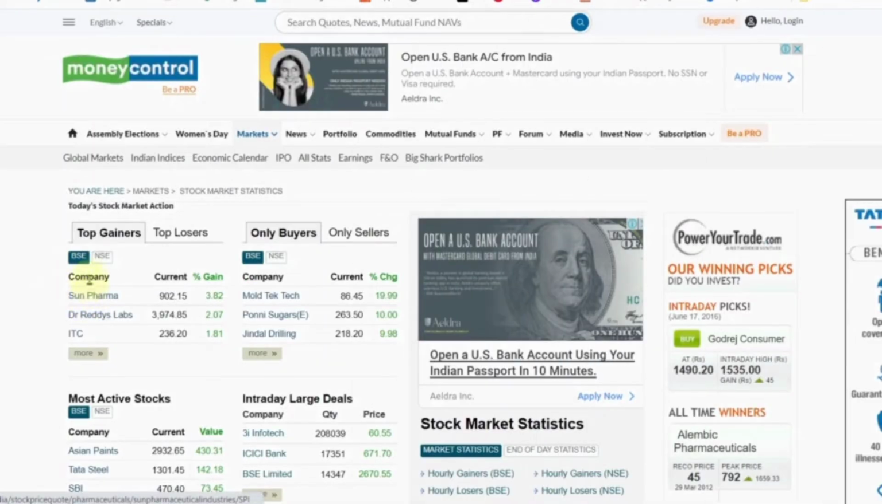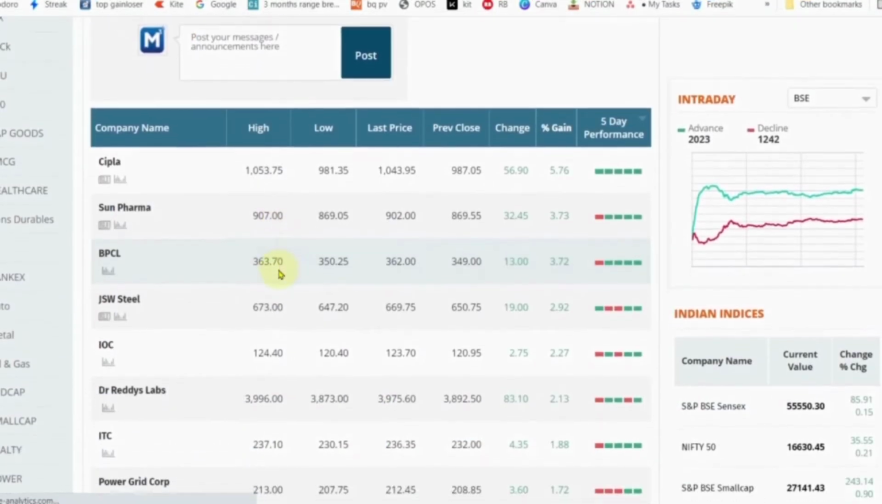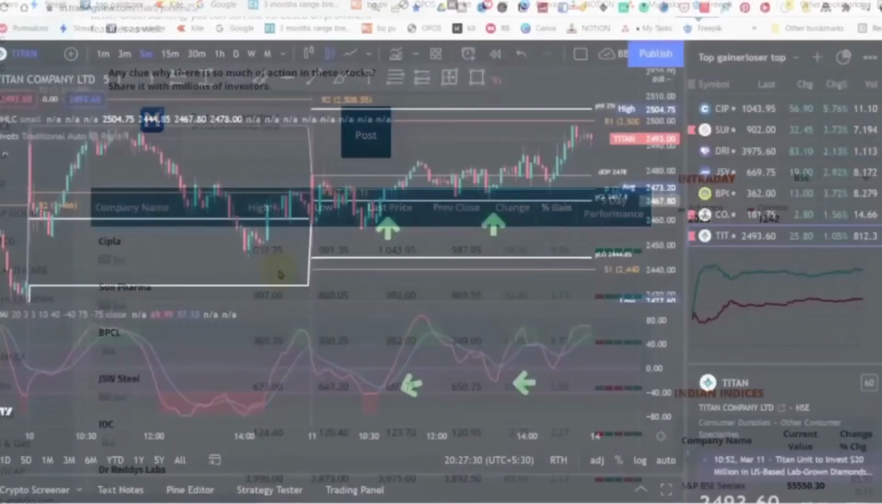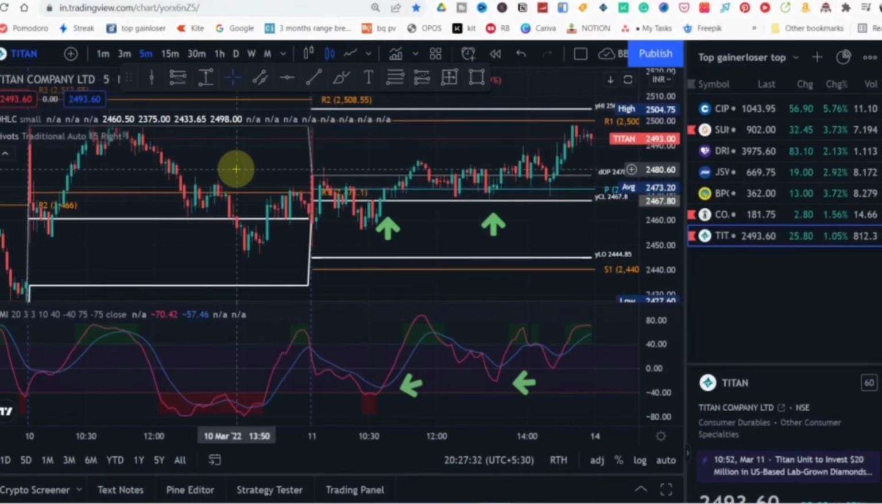Now go to Money Control website and go to markets and then stock market statistics. Choose the top gainers and go to read more. You will find all the stocks here, and I am entering it in the trading view and Upstox.